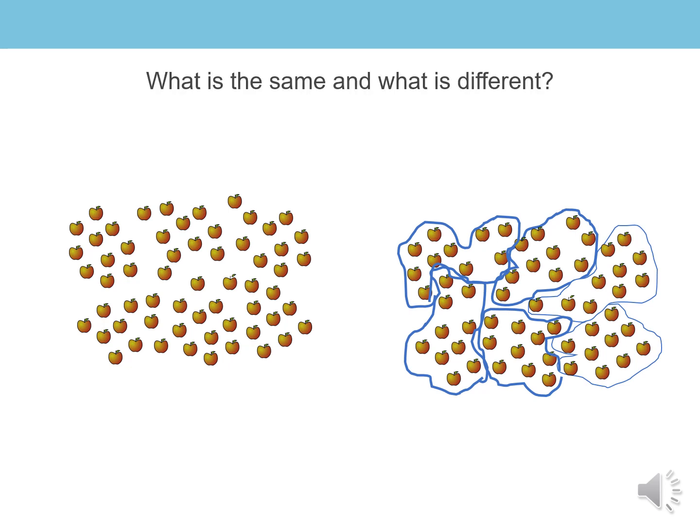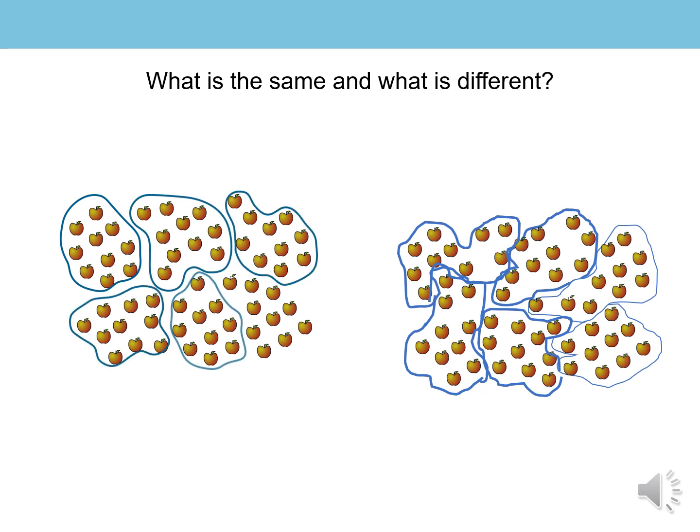Now, what is the same and what is different about these? So I've got a set of apples on one half of the slide and a set of apples on the other half of the slide. Pause the video for a minute and have a look at each set of apples. What is similar about them and what is different?